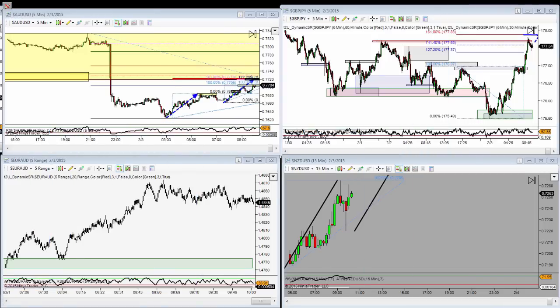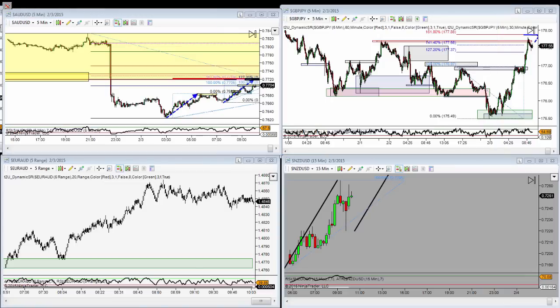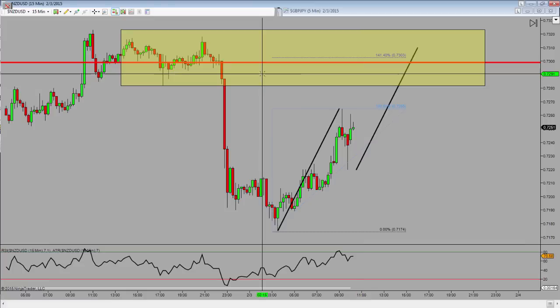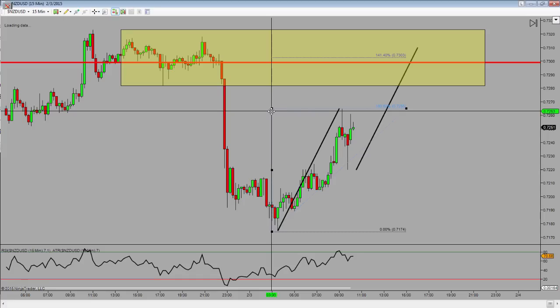So let's keep that in mind. What was that, 124 I said? 124 even. Let's keep that number in mind as we go down to the 4-hour chart.